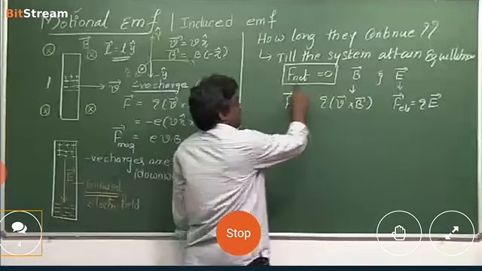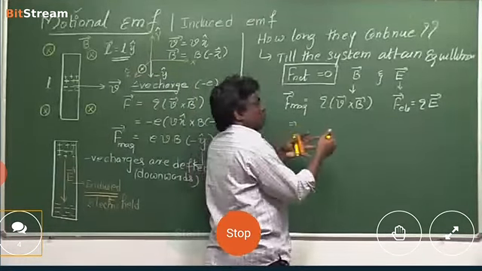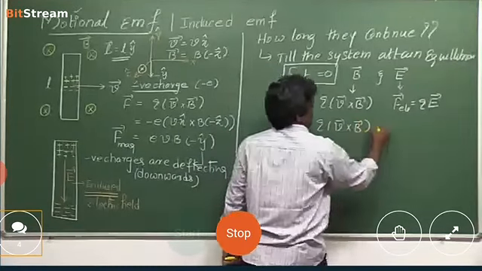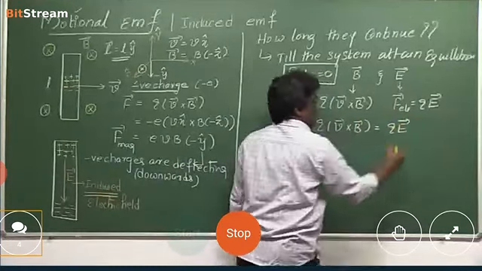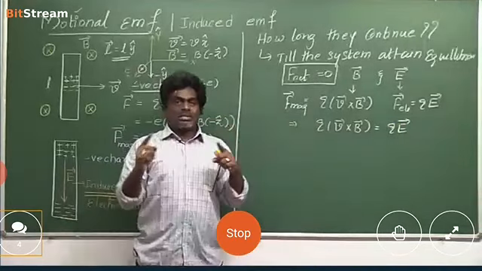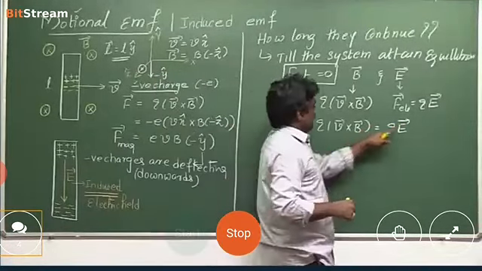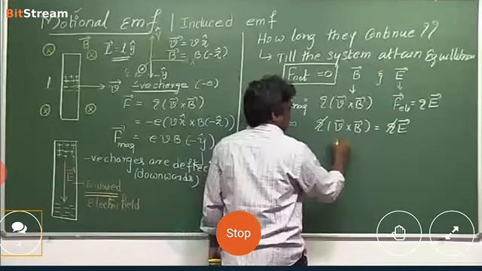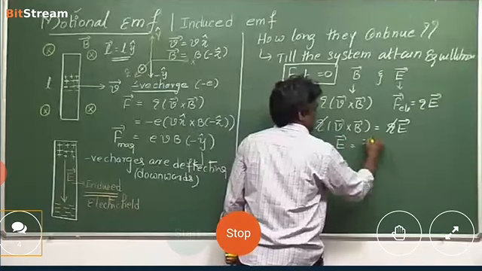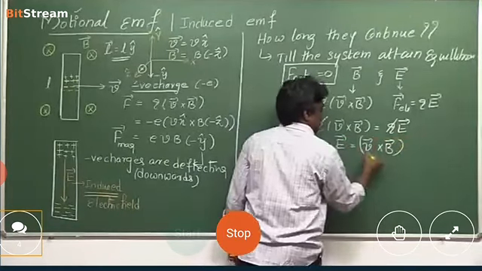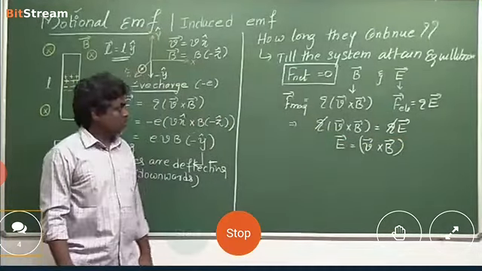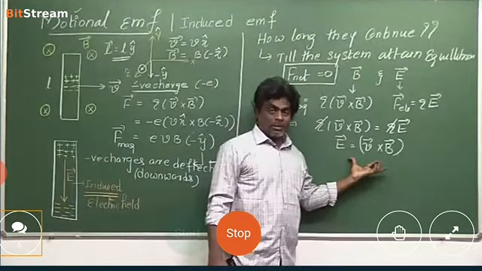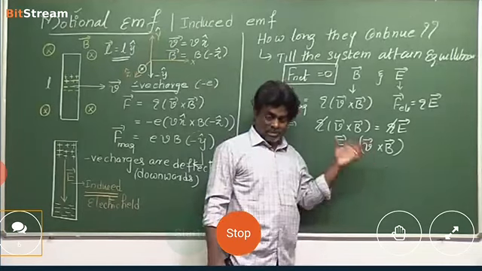Good. And equilibrium means what? Both the forces are equal. Then QV bar cross B bar is equal to QE bar. Whenever two forces are acting, simply take them equal, and Q gets cancelled, and find the electric field. Could you please tell me what is the electric field here? V bar cross B bar.